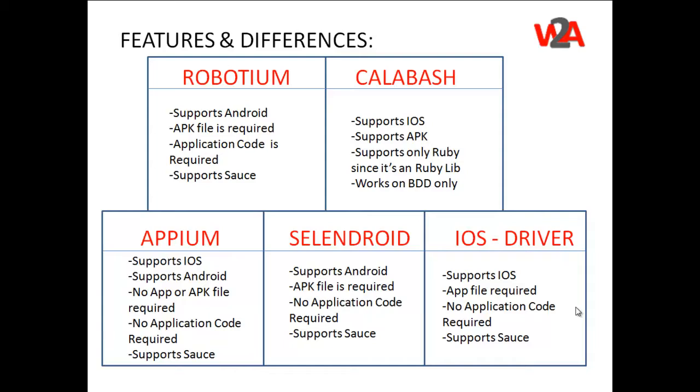Now, let's start with Robotium. Robotium generally supports Android only, right? Robotium was designed to support Android-based automation, and in Robotium you need the application file, that is the APK file, which you get whenever you install any application on your Android phone. You need that file at the time of testing, as well as the application code of the Android app.